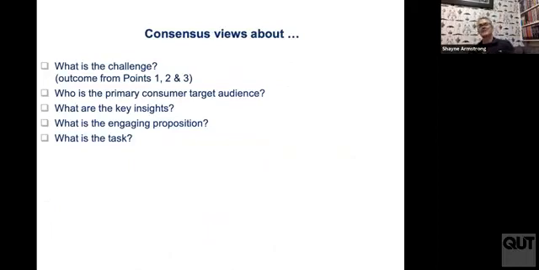Then we come to our deliverables. What do we need to actually deliver in our campaign? So what's the challenge? What is the problem that we need to overcome? Who or what is the primary target audience? What are the key insights? What's the engaging proposition that we can offer them? What's the offer that we can make them that's going to make them connect with their key insight and their perception of the brand? And what is the task that we actually have to do? What do we have to convince, persuade, inform them about? Okay, so that's kind of what we're looking at in tonight's shoots.